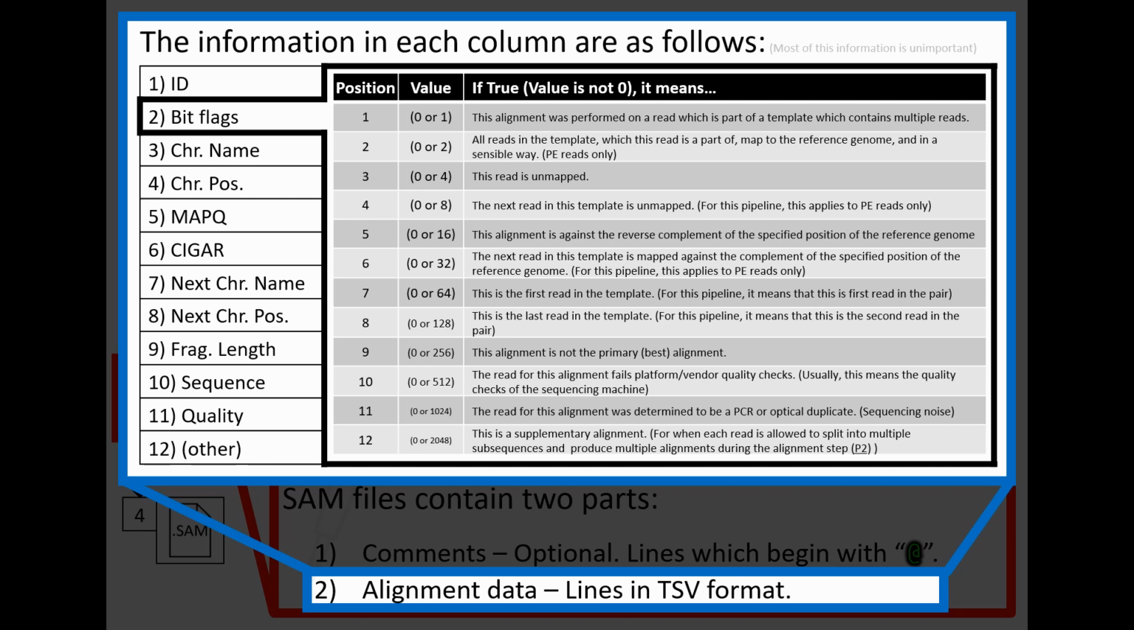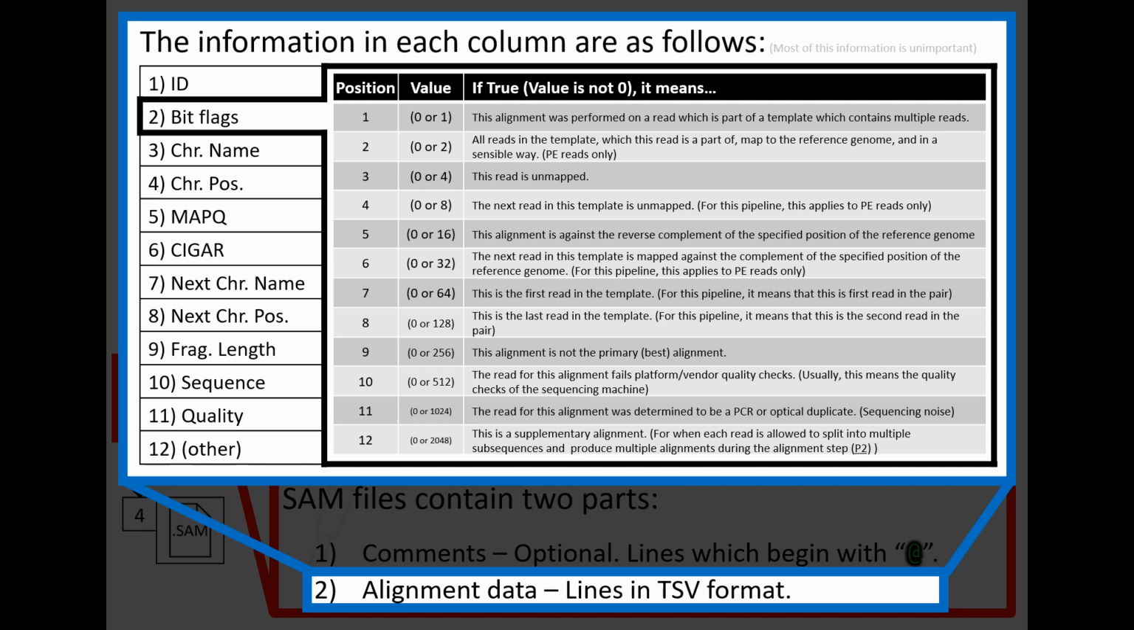The seventh flag indicates that this is the first read in the template. For this pipeline, it would mean that this is the first read in the pair. The eighth flag indicates that this is the last read in the template. For this pipeline, it would mean that this is the second read in the pair. The ninth flag indicates that this alignment is not the best alignment for this read. It should only appear when users allow reads to yield more than one alignment result each during the alignment process.